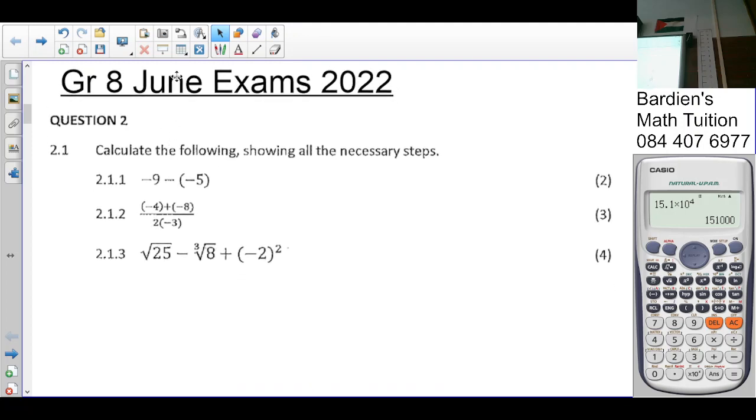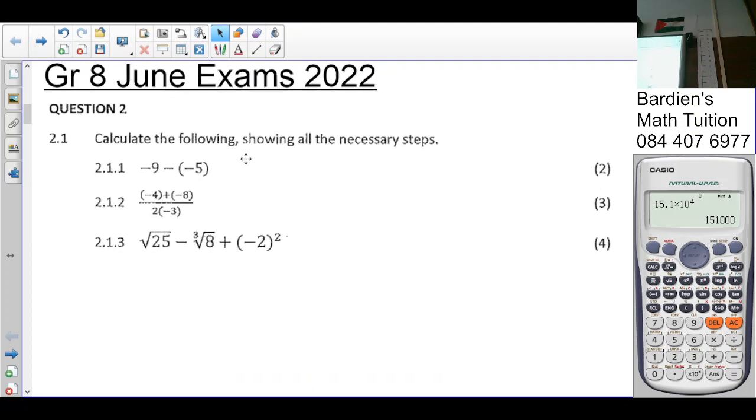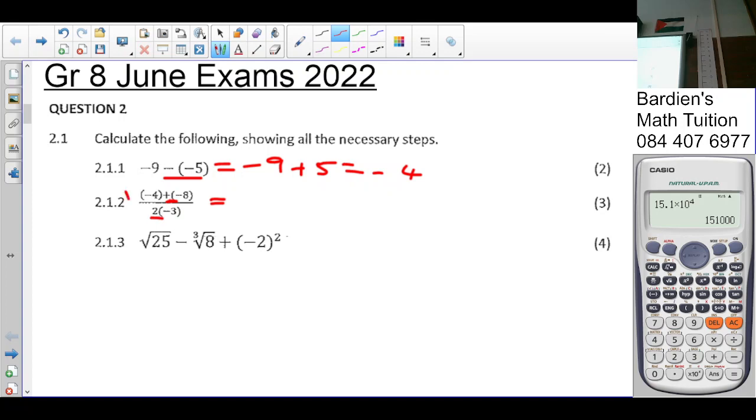Question 2. Question 2 says calculate the following, show all the necessary steps. So here, first need to sort out the brackets, so it's -9. Negative times negative is positive, 5. -9 plus 5 is negative. The next one, you'll sort that out there, and that bracket. Remove the bracket, so it's negative times positive is -4, negative times positive -8, over positive times negative is -6. So the numerator -4 minus 8 is -12 over -6. Negative divided by negative is positive. 6 into 12 is 2. Okay, 2 over 1, which is 2.